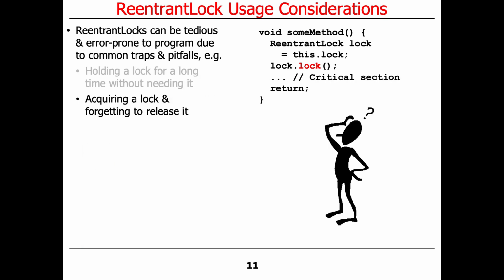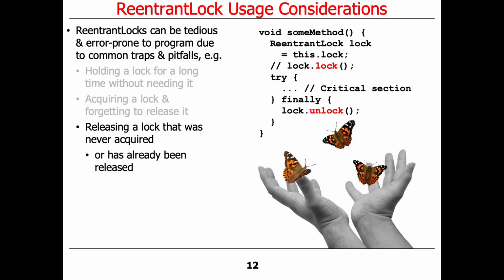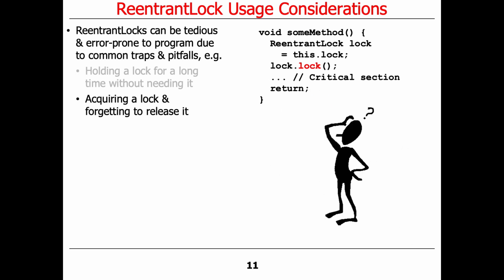Another problem is to acquire the lock and then forget to release it. That's a very common problem. This is why it's a good idea to get in the habit of always using the critical section to unlock things. So I don't show that here, but a good idea is to always have the ReentrantLock have a finally block that unlocks it.